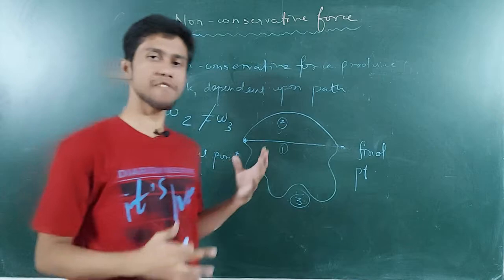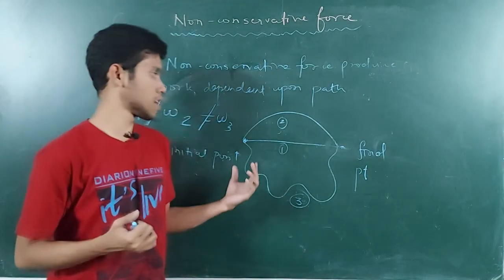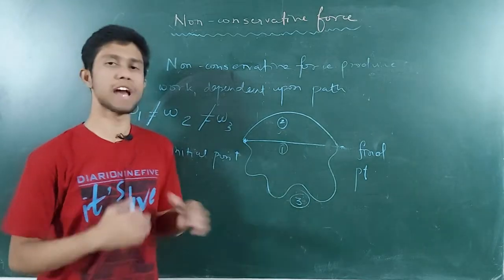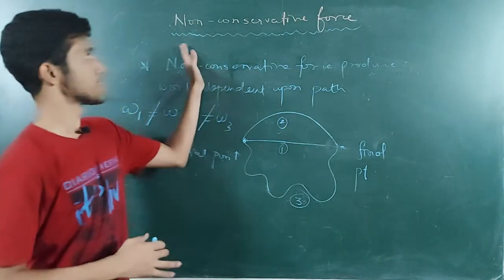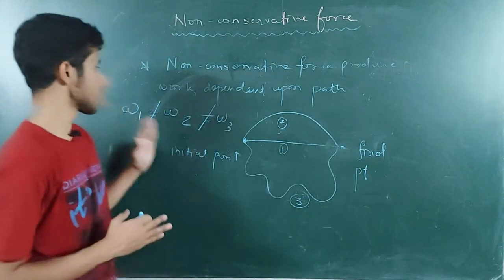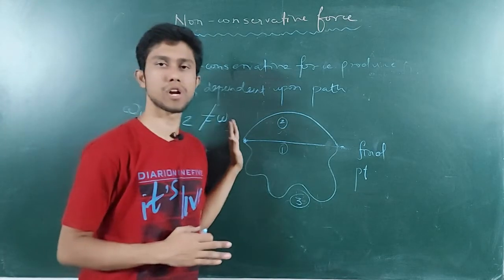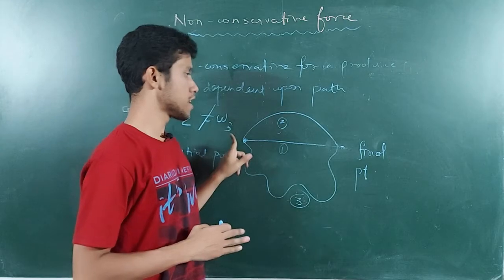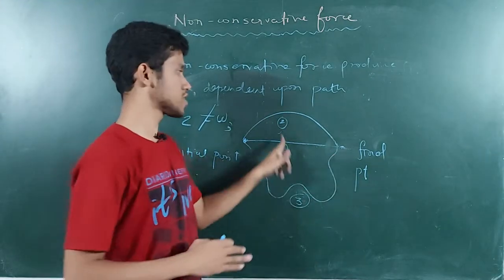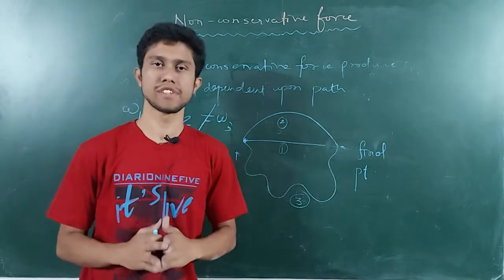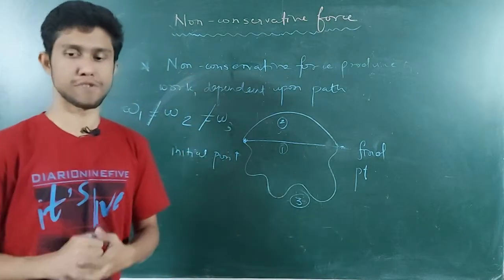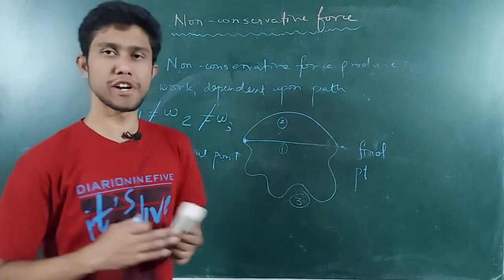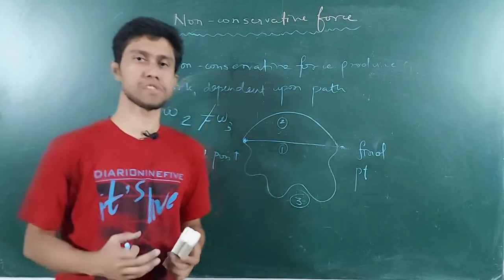But if it would have been a conservative force, the work done in each and every process, that is 1, 2 and 3, would have been the same. But as it is a non-conservative force, the work done in the first is not equal to the second, and it is not equal to the third. Work done from going from initial point to final point changes with the path taken. This is the non-conservative force. Now we will see what is the work done by a non-conservative force in a return process or return journey.